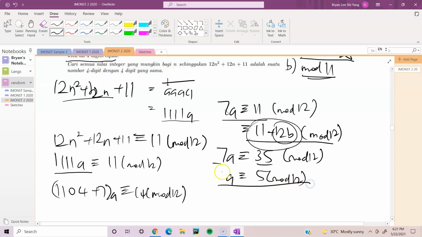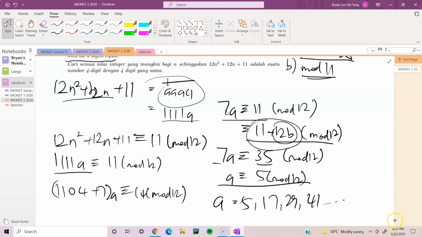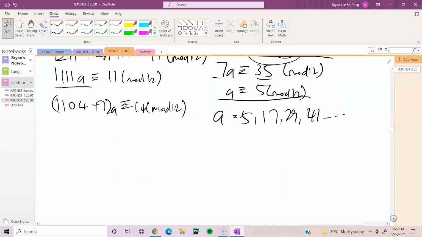But then again, a congruent to 5 mod 12 could imply that a equals 5, and then plus another 12, 17, 29, 41, and so on and so forth. But recall that all the 4 digits are the same, so in this number, a is a digit, meaning it is not larger than or equal to 10. So a's value can only be 5. So our 1111a is just 1111 times 5, which is 5555.